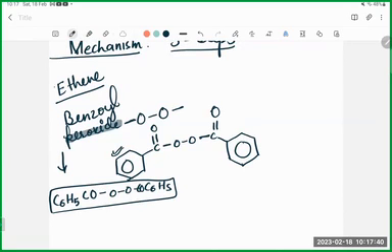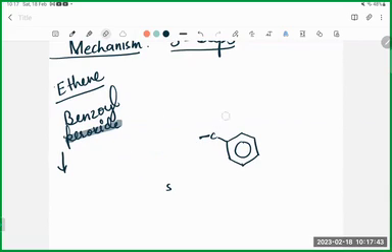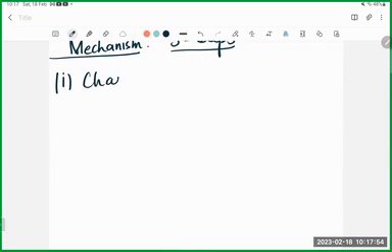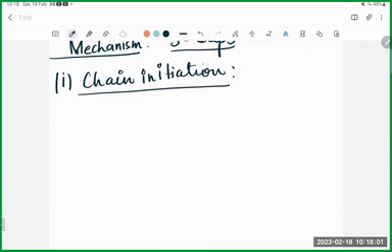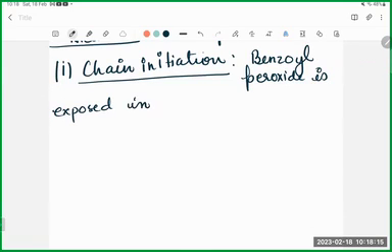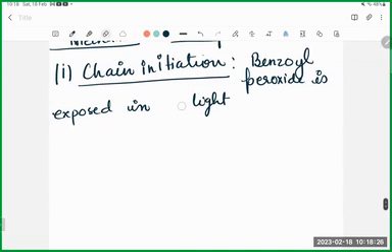So I'll be taking this compound, benzoyl peroxide, and treating it with ethene. Ethene is the monomer unit. So first I would say the first step, chain initiation step. In this, the reaction gets initiated by formation of free radical. So benzoyl peroxide will be exposed in sunlight. Benzoyl peroxide is exposed in diffused sunlight, needed for it. So it is exposed in light, or you can write sunlight or light. Better I will write light, otherwise you have a doubt.